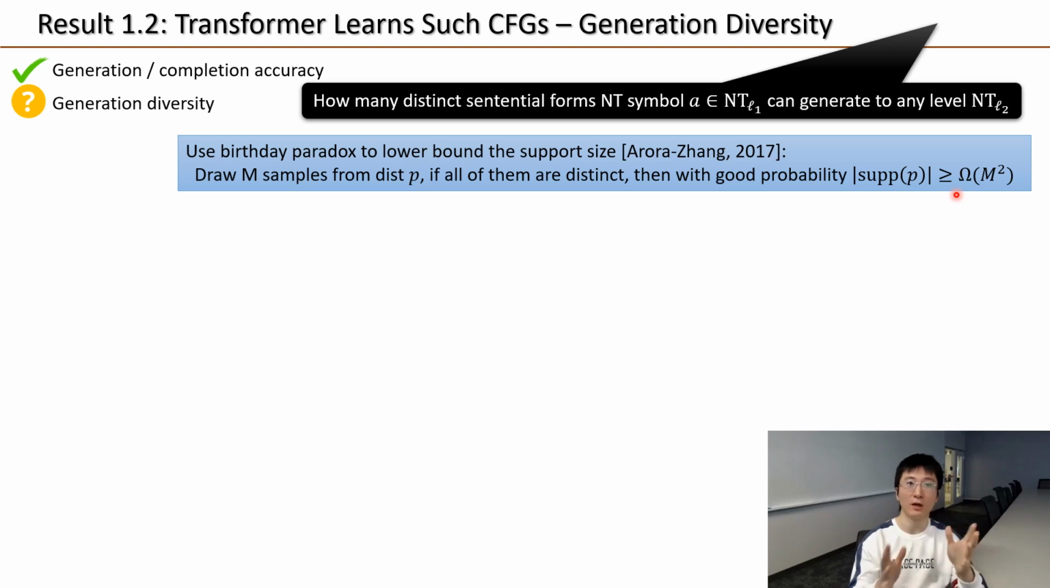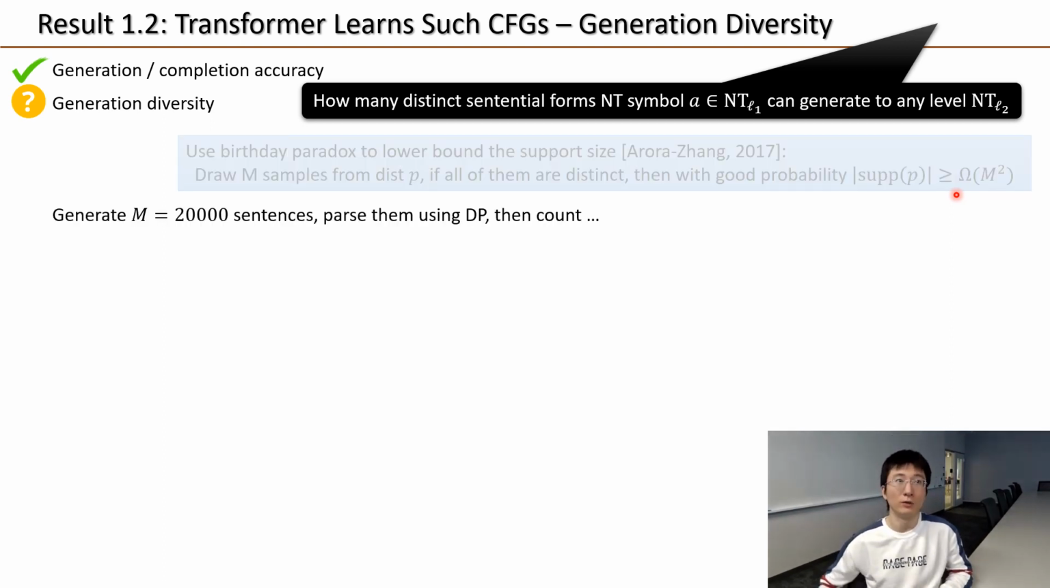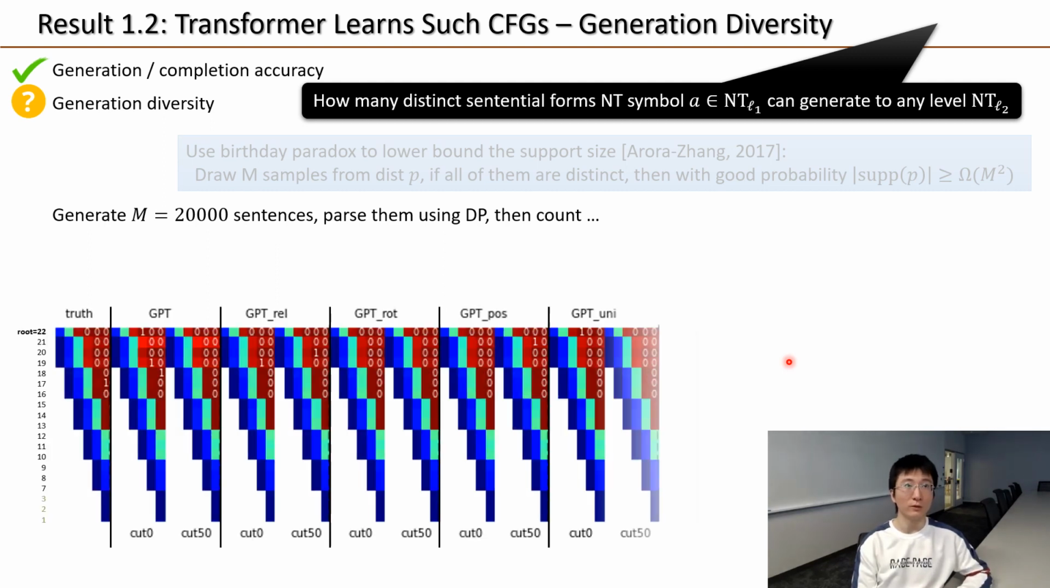Let's use this idea to check. For instance, if we generate 20,000 sentences from either the ground truth CFG or from the GPT-learned CFG, then we can parse them using dynamic programming and do some counting to check for collisions and so on. So let's see what we find out.